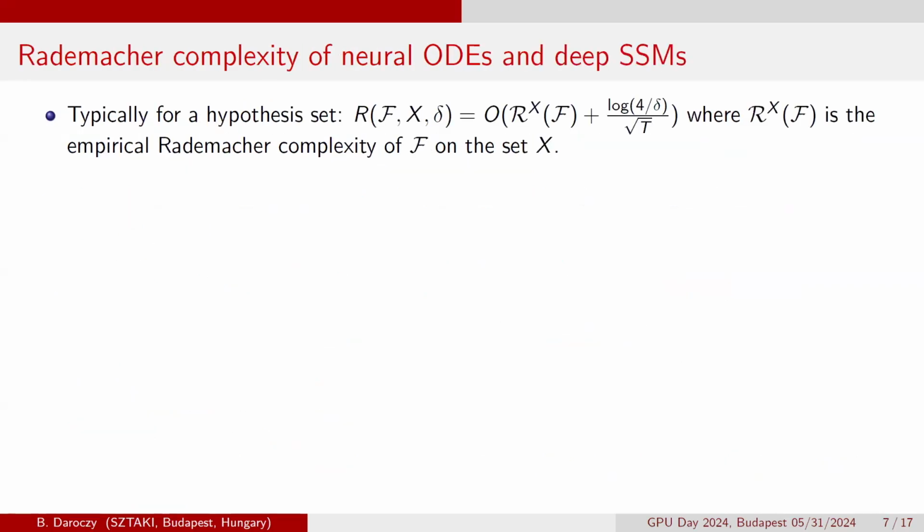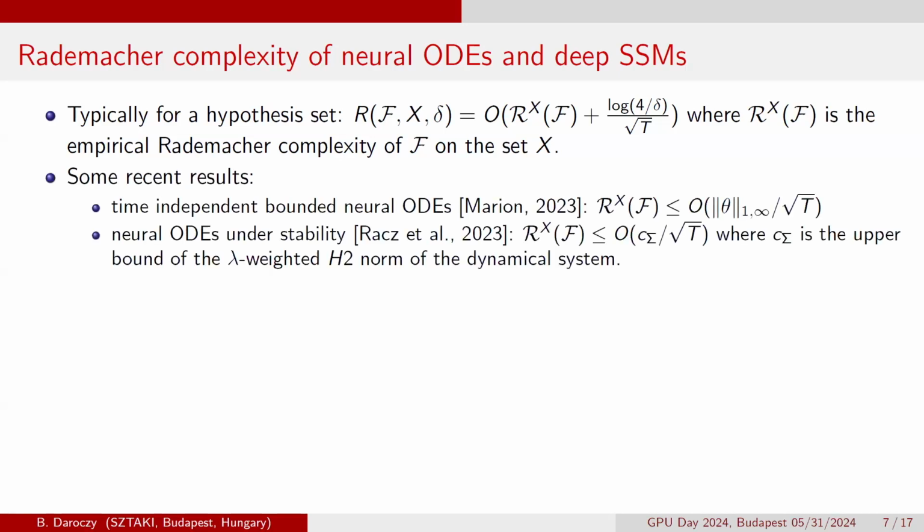But of course, it depends on the data, so it's a bit different. These are general ones. Right now, I will show you some PAC bounds which are general and do not depend on the data. The main idea is that we are trying to identify this R, and this R is based on the Rademacher complexity of the hypothesis class F on the set X, because it's the empirical Rademacher complexity.